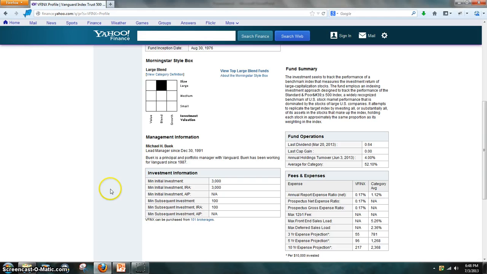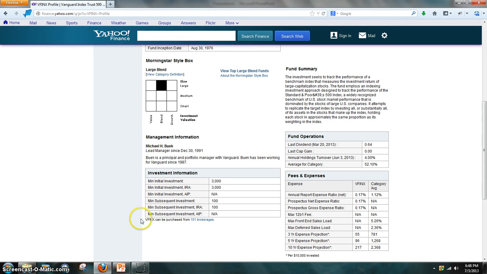Moving down the page, section 3 is the management information. So this is going to tell you who the fund manager is and also his tenure. How long has he been the manager of this fund? Managers with more tenure usually have a better understanding of how to run the fund than newer managers. It doesn't always turn out that way, but my personal opinion is I prefer somebody with experience over the new guy. So just pay attention to that.